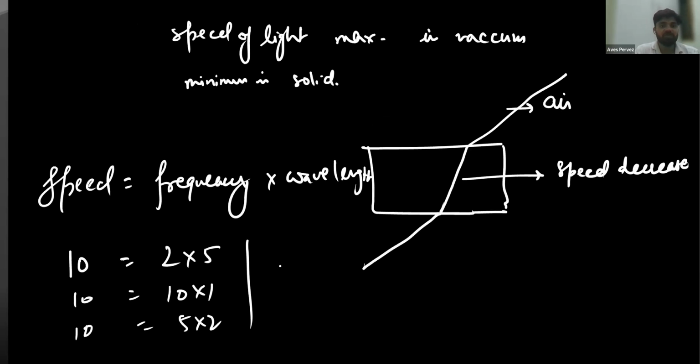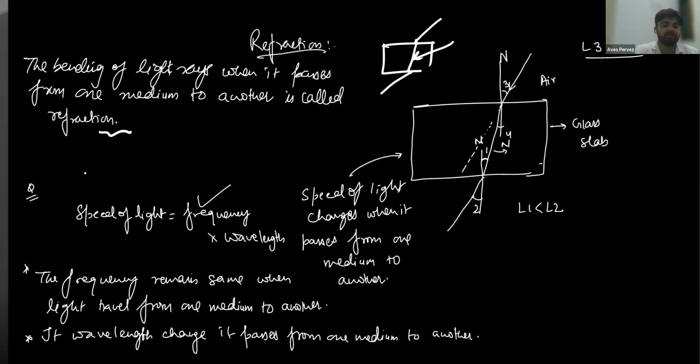So what happens here is that the speed of light changes when it passes from one medium to another medium, and the frequency remains the same. This question comes so many times in examinations: what does not change when light travels from one medium to another? The frequency. So what changes? Its wavelength changes when it passes from one medium to another. Note it down, dear students, please.